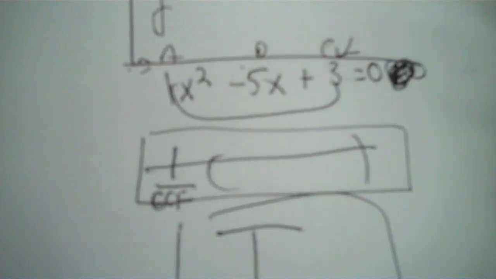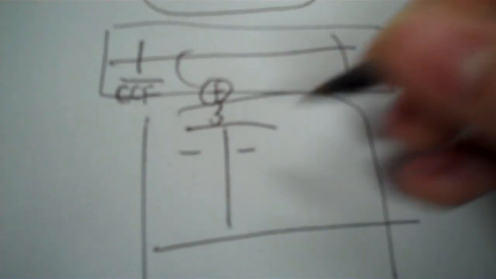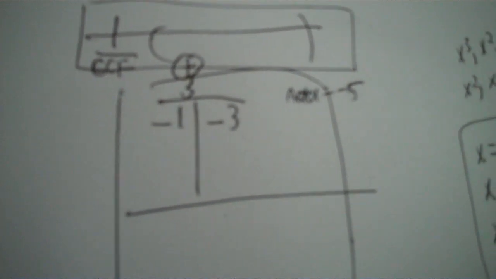Okay, 1 times 3 is 3. Positive. Negative times negative. It's got to add to -5. Well, 1 and 3, that's too small to be -5 right there. It's -4, so write QF. That's a quadratic formula.